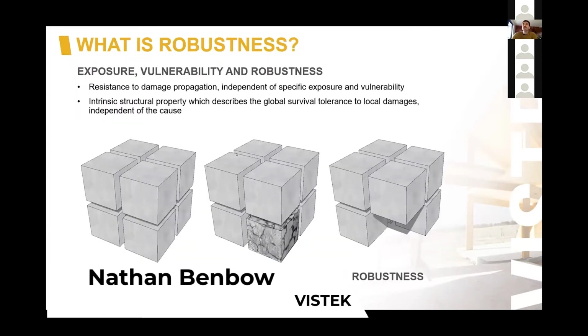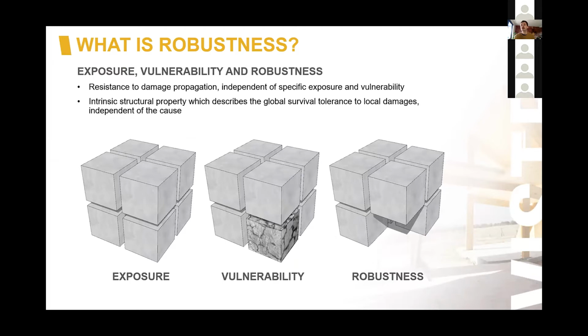So essentially, just to give you some background, robustness comes about essentially from a risk assessment that considers structural element exposure and the vulnerability of those elements. In regards to exposure, that's essentially the proximity to a potential accidental load case, and vulnerability is the inherent issues for a structural element, meaning that it might be more prone to damage. And then ultimately robustness is the resistance to the propagation of damage, and then the global survival of the structure due to those local damages.